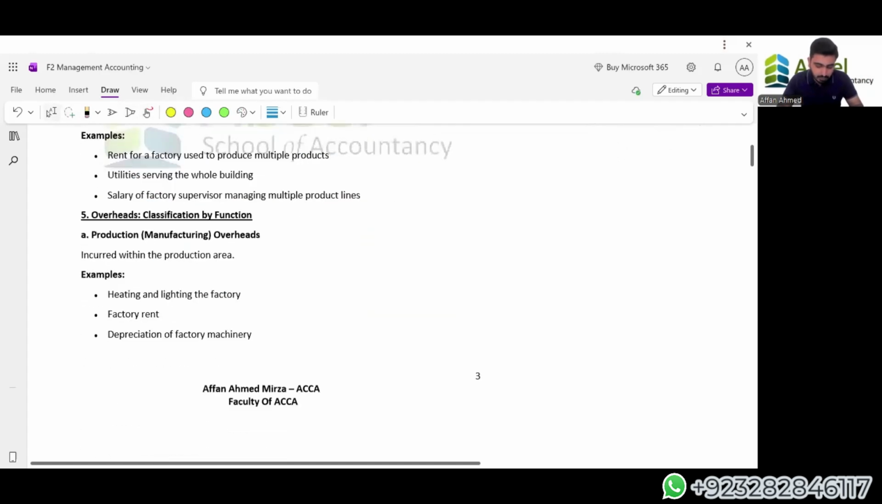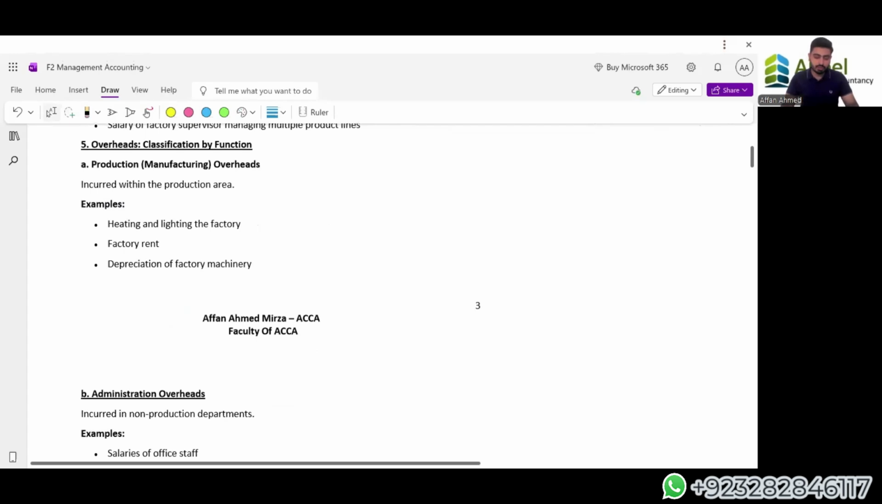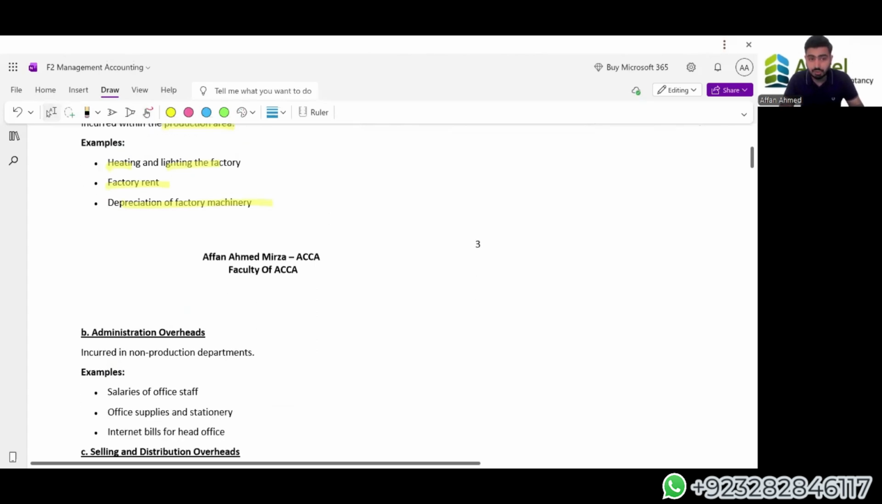Okay. Now, overhead classification by function. By function, I mean production department overheads incurred within the production area, such as heating, lighting, factory rent, depreciation of factory machinery. Each department has overhead, right? Each department has components that are not directly traceable to a product. So that is why we are going to have overheads in each department, even the production department.